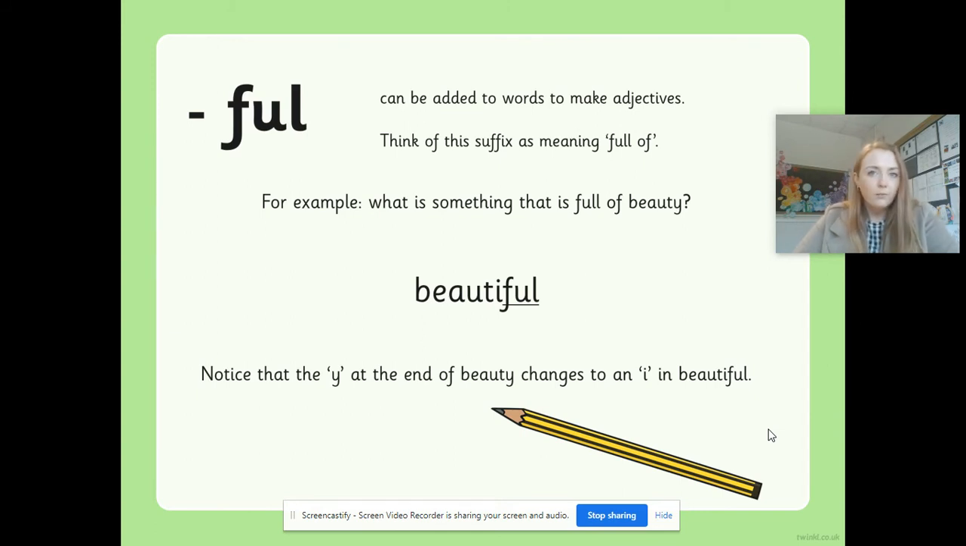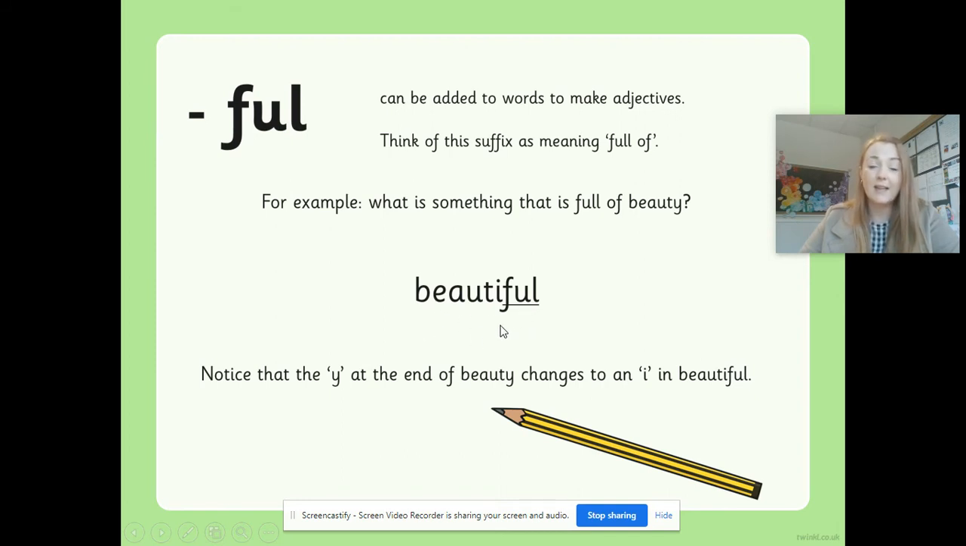For example, what do we call something that is full of beauty? We call it beautiful. Now there is a spelling change in the word beautiful. The root word is up here, beauty, it ends in a Y. So the rule: when we add a suffix to a word that ends in a Y, we change the Y to an I, then add our suffix, beautiful.